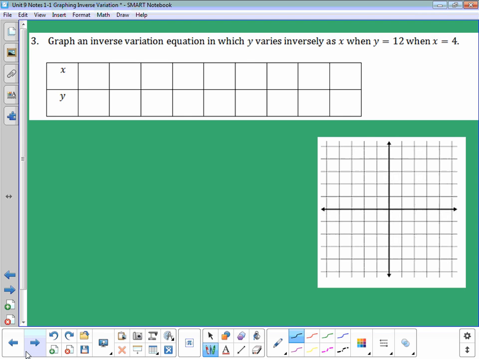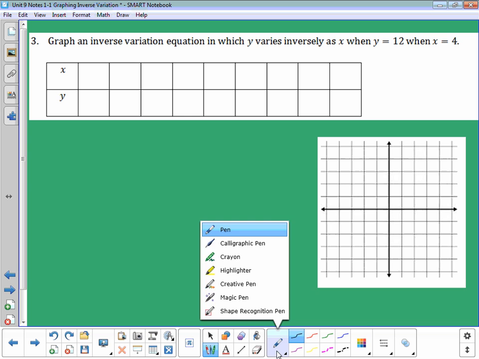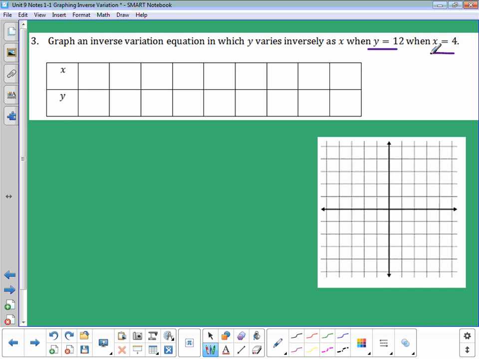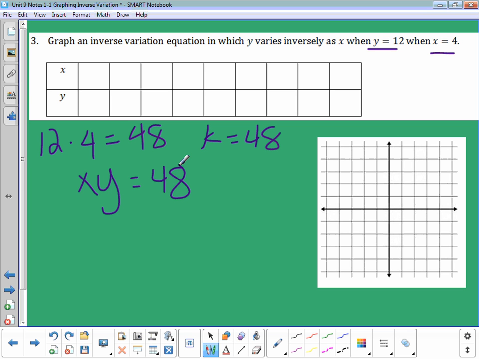Let's take a look at the next one. So first thing we're going to do is write that equation. So right now I'm going to take 12 times 4 and set it equal to my k. So 12 times 4 is equal to my k, and that's going to give me 48. So my k is equal to 48, which means the equation that I'm graphing is going to be x times y is equal to 48.